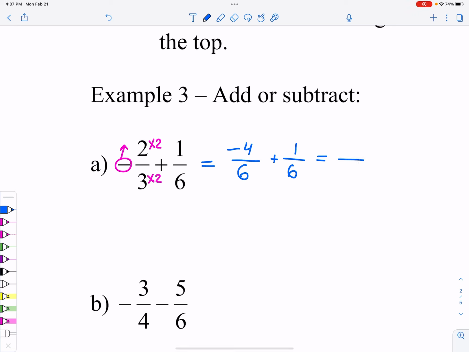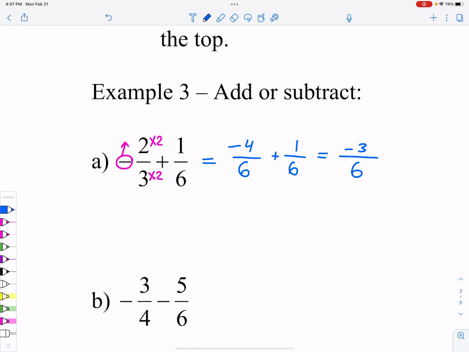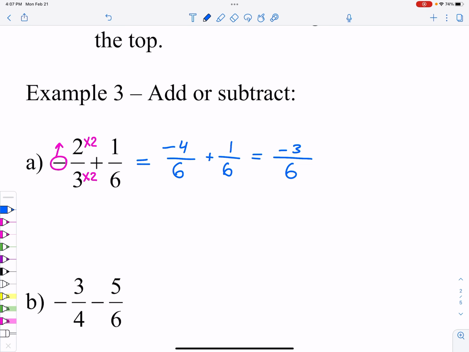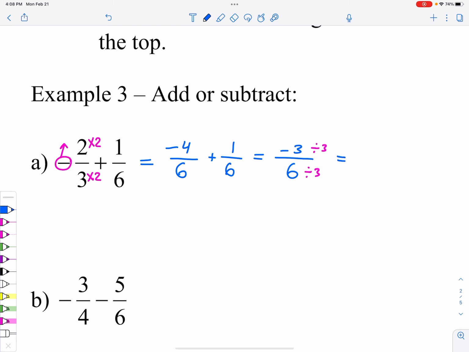Okay, so now we can add these up. So we know our bottom's going to be 6. Negative 4 plus 1 is negative 3. And now there is a number that divides both negative 3 and 6, so we're going to divide top and bottom by 3. So we get negative 1 over 2.